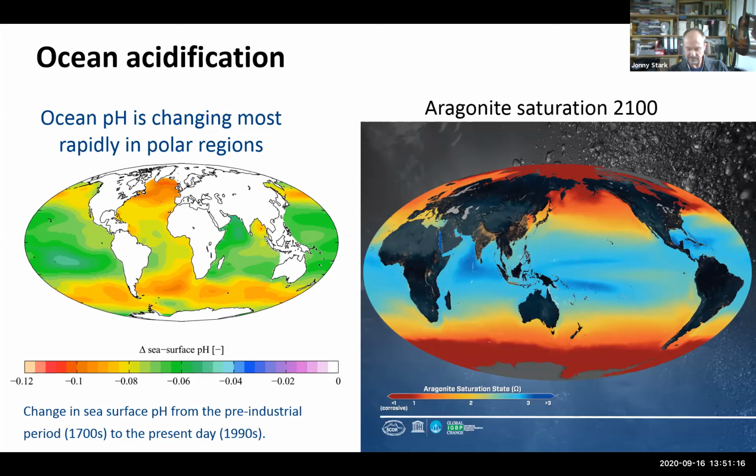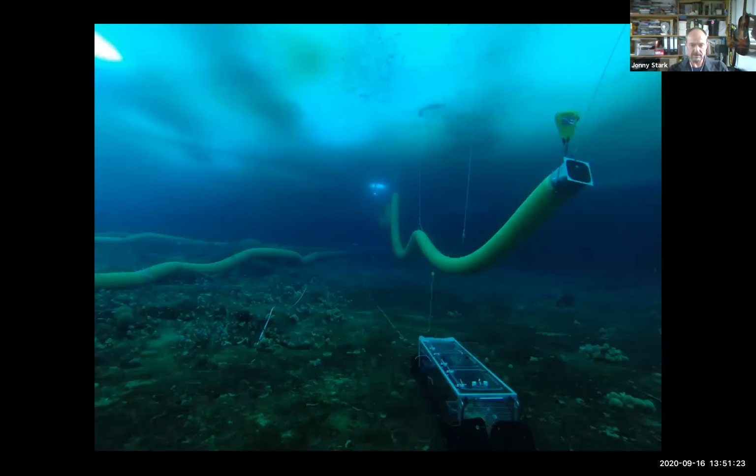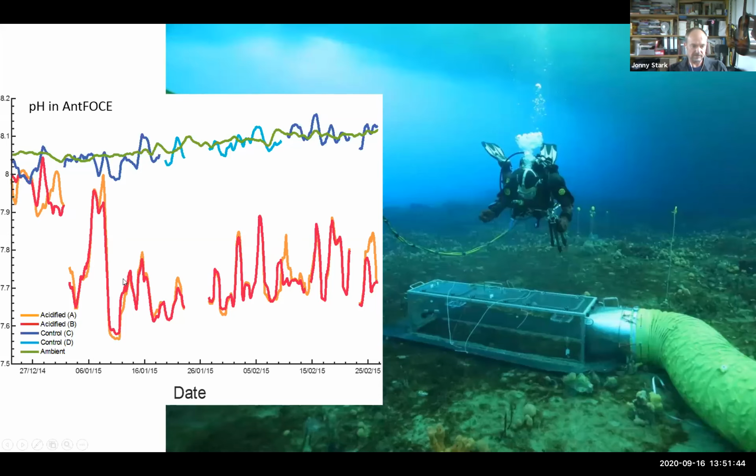But we know relatively little about the spatial and temporal variation in carbonate cycles in coastal habitats. So this is another area where we've done some experimental work, manipulating carbon dioxide concentrations in chambers on the seabed and examining community responses. So these are the chambers we installed, and here you can see the change we exerted on pH. So this is pH in experimental chambers, the acidified chambers compared to the control chambers and ambient conditions.